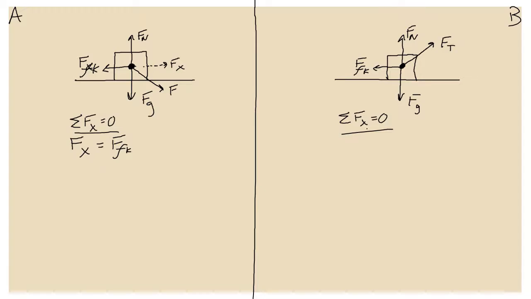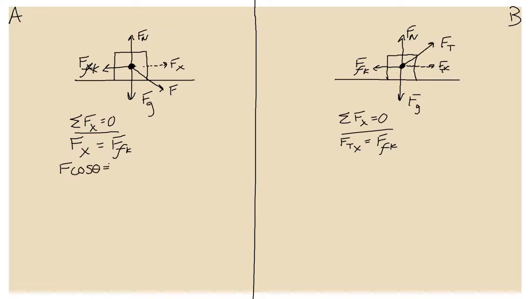Whereas for this one, the x component of the tension force here is going to be equal to the force of friction. And so I'll have Ftx is equal to the force of kinetic friction. And so now notice if we expand this out here on the left side on case A, I'm going to have F times the cosine of the angle.